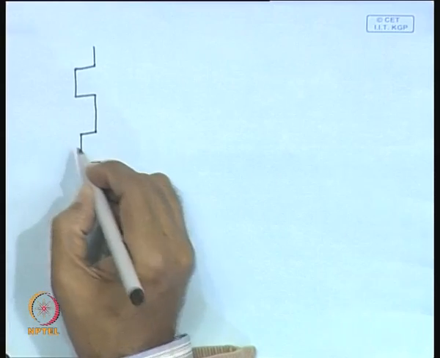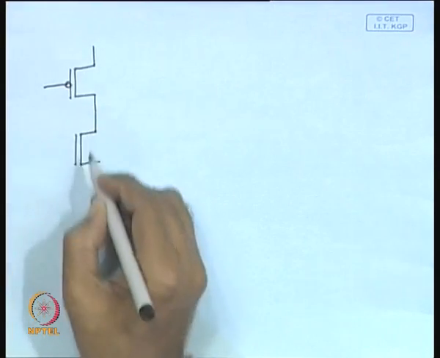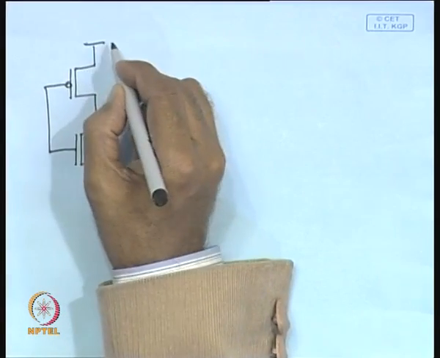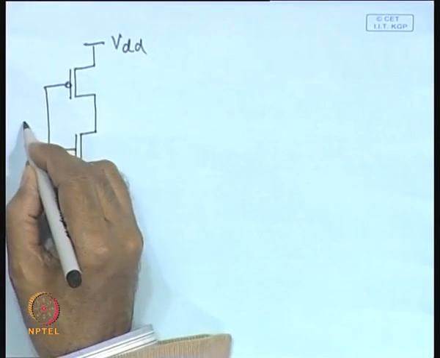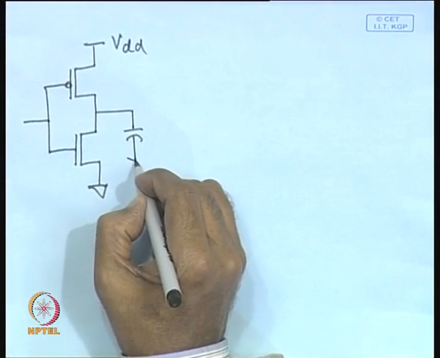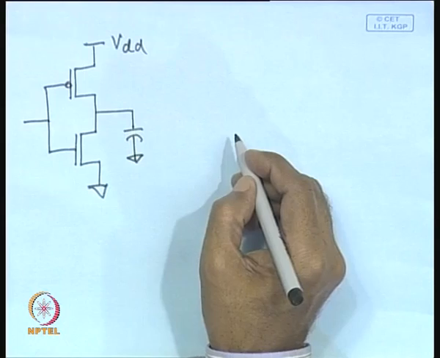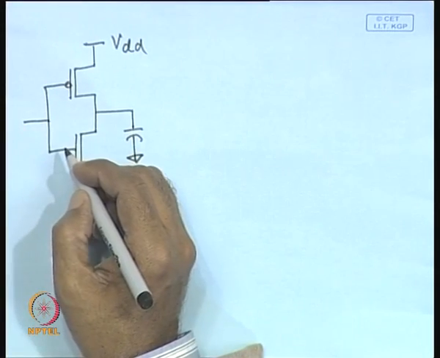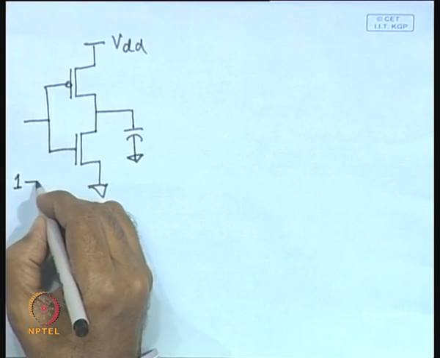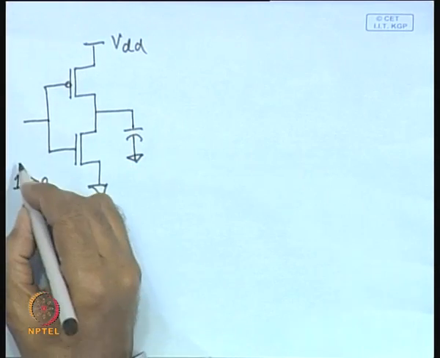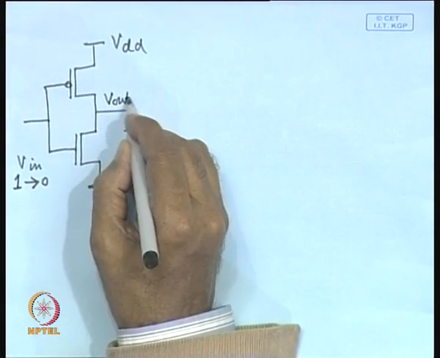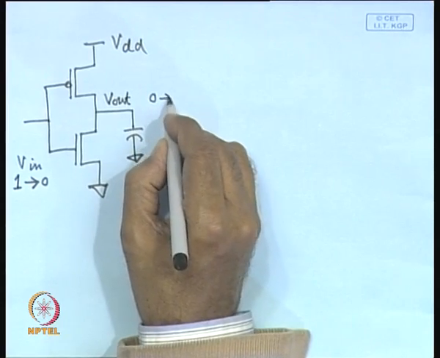You have an inverter, for the sake of simplicity, and this is connected to VDD and this is connected to input. Now, you have a load capacitance CL connected here. Suppose initially the input was 1 and it had changed from 1 to 0, input V in. What will happen to V out? V out will change from 0 to 1.